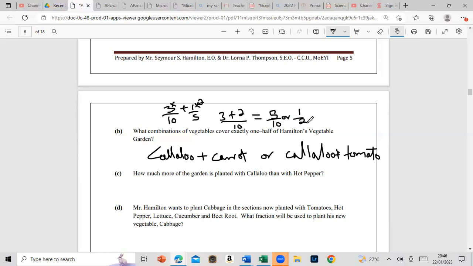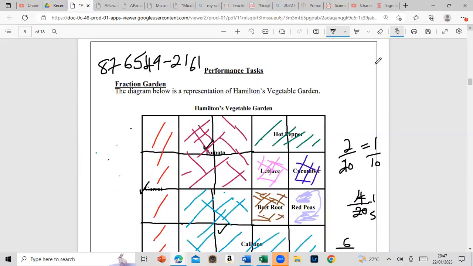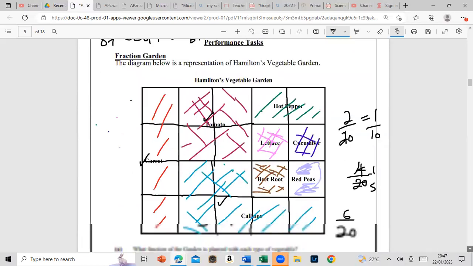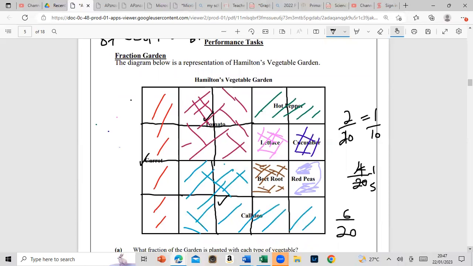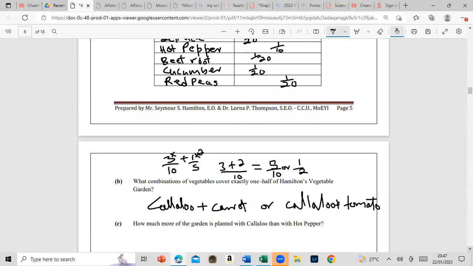Alright, it says, how much more of the garden is planted with callaloo than with pepper? I don't know if they want percentage or what. So callaloo and pepper. Let us see. Callaloo as a fraction, I'm going to just subtract it. So callaloo and pepper, let me just go back up and see. Alright, for callaloo it's 3 over 10.